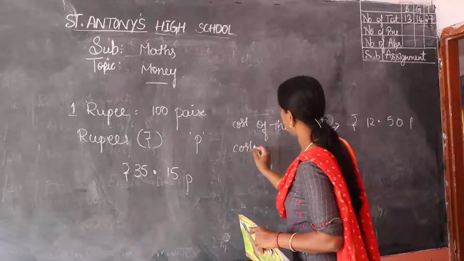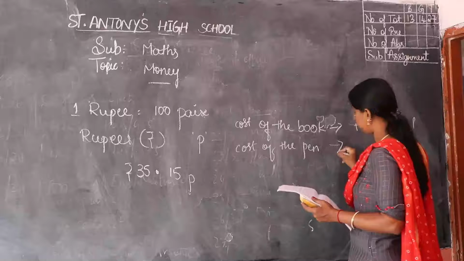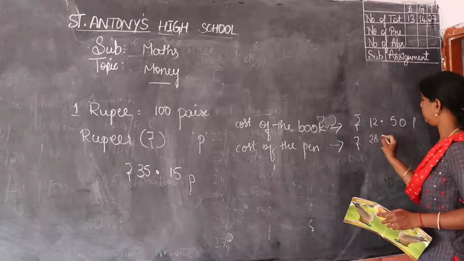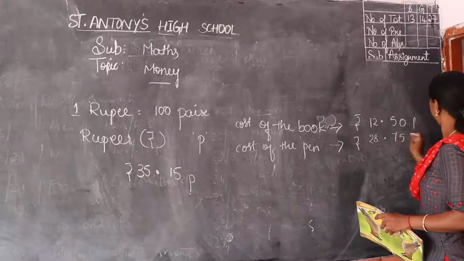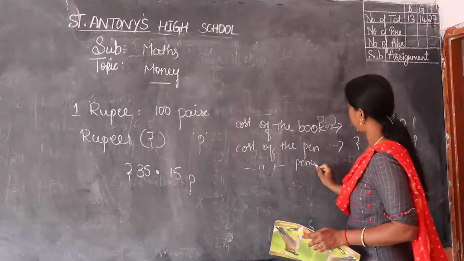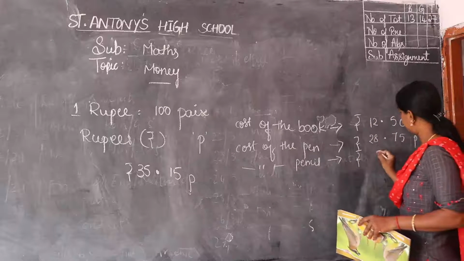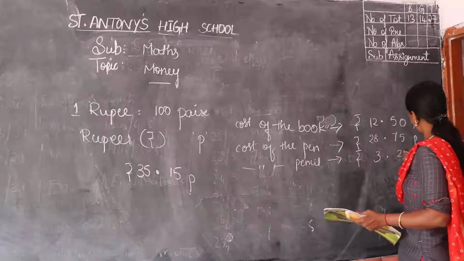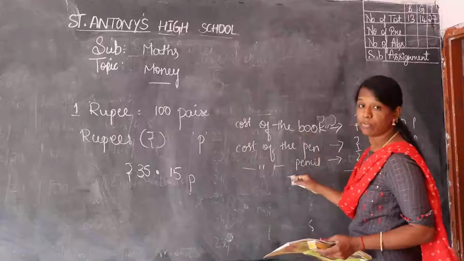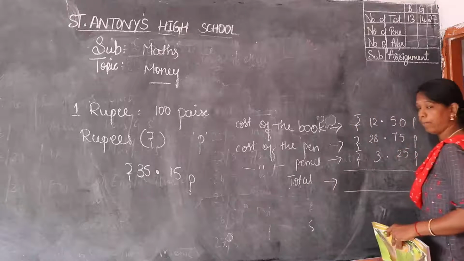And then the cost of the pen, how much? Write down rupees 28.75 paisa. And then the cost of the pencil is rupees, write down 3 in the unit place, 3.25 paisa. Now we have to add these. We get the total cost of all these articles. Okay, children. Total is equal to how much? Write down the rupee and paisa symbol.